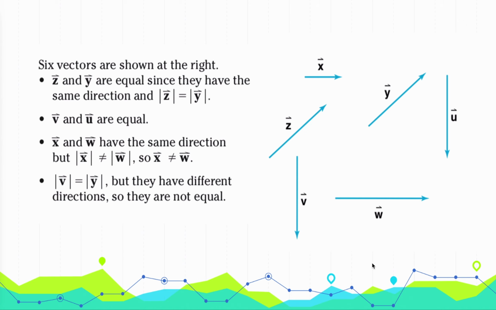Here are some vectors. Vector y and vector z are equal because they have the same direction and the same magnitude. Here, vector v and vector u are equal. X and w have the same direction, but they don't have the same magnitude, so they are not equal. The magnitude of v and y are the same, but they have different directions, so they are not equal. In order for vectors to be equal, they have to have the same direction and the same magnitude.